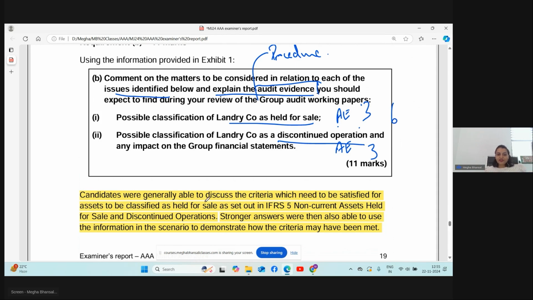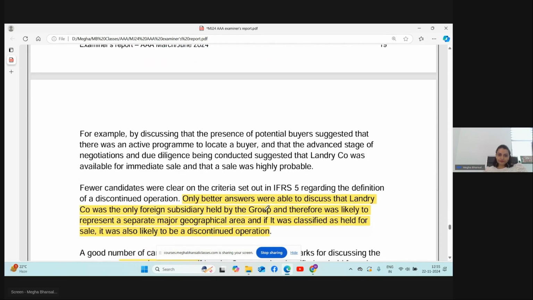It says candidates were generally able to discuss the criteria which needed to be satisfied for an asset to be classified as held for sale set out in IFRS 5 Non-current Assets. Stronger answers were then also able to use the information in the scenario on how these criteria have been met. So just stating the standard is not helpful. You need to relate it to the scenario also.